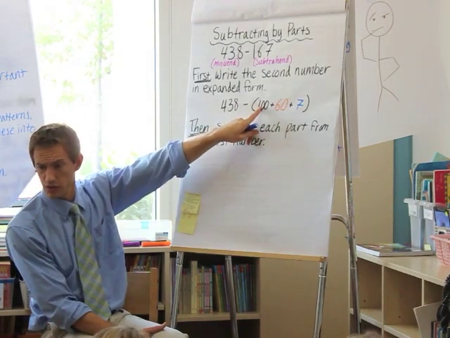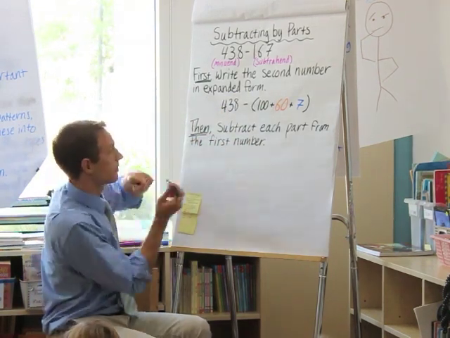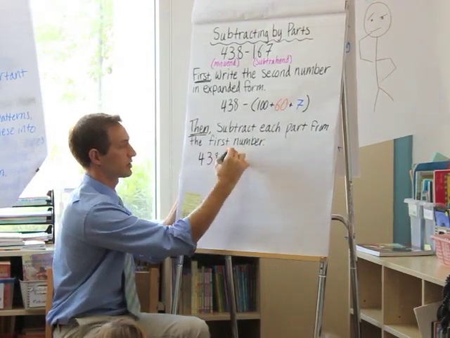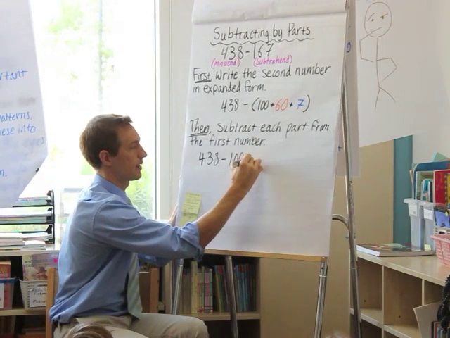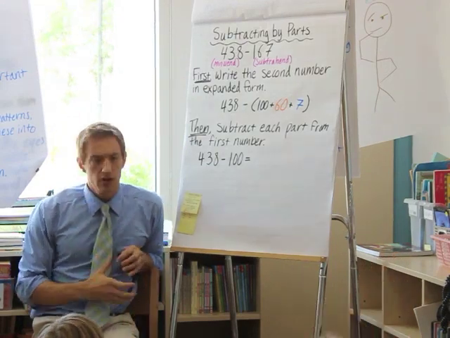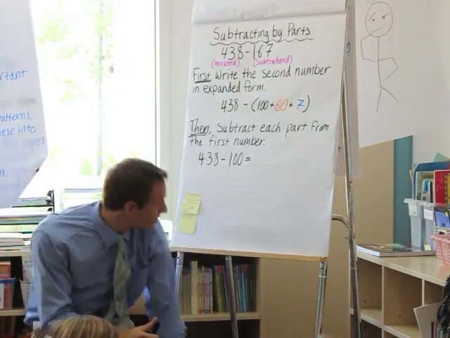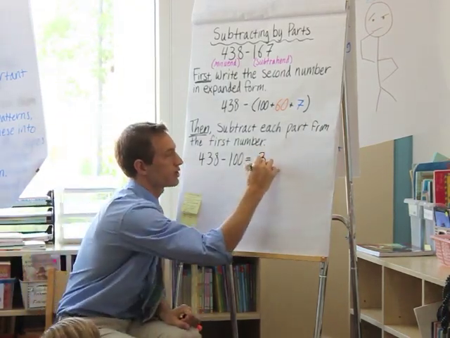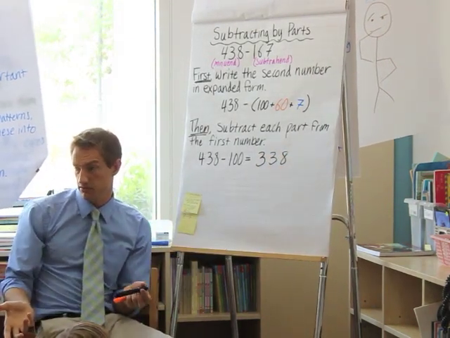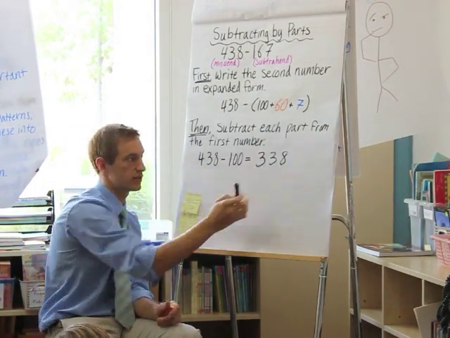This 100, Miss Lojane, needs to be subtracted from this 438. So, let's do 438 minus 100. And what is that going to give me? Use your thumbs. Miss Diana? 338. Ah, good. So 338 is our difference. Okay. When we subtract two numbers, we get a difference. This is called the difference.